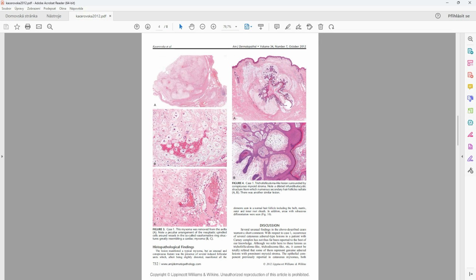We can do it as well. Yeah, but it's a consult case from Slovakia. They should send blood and we will do it. Okay.